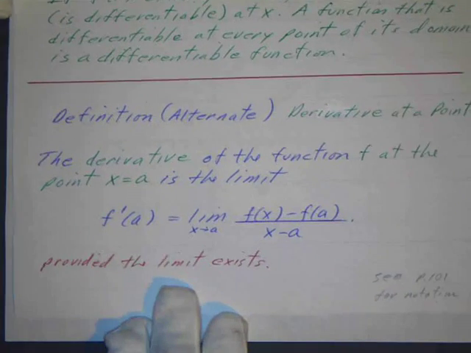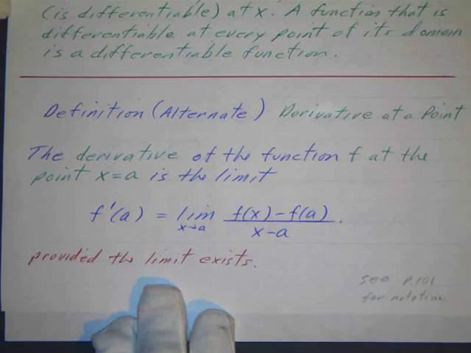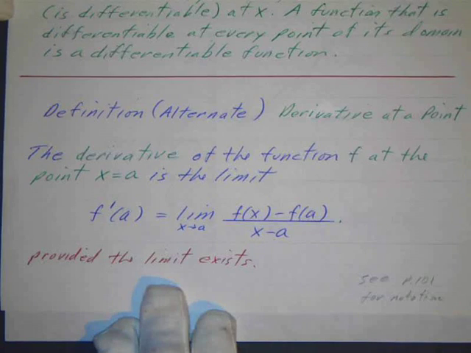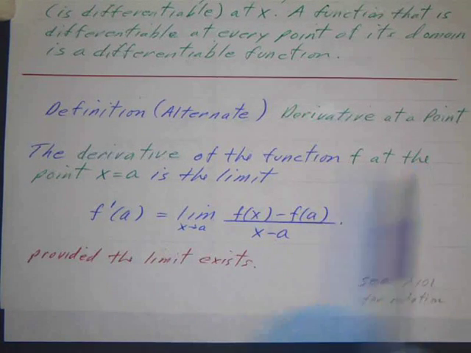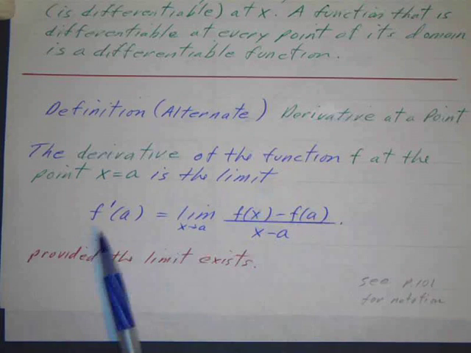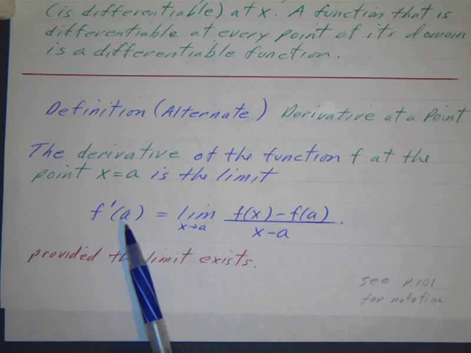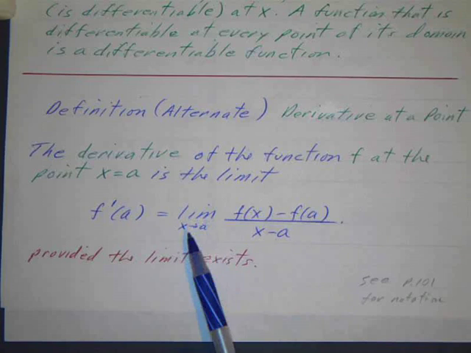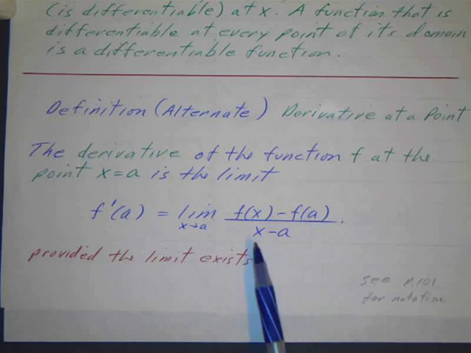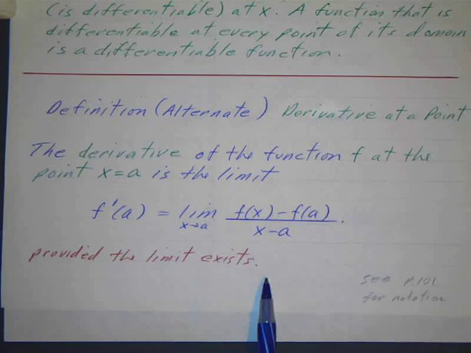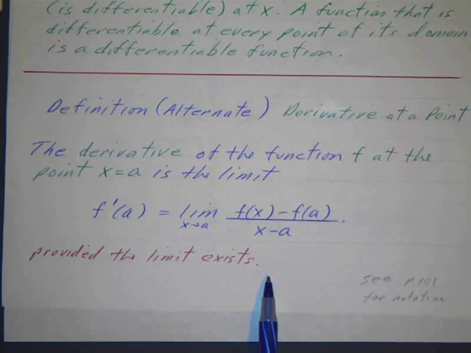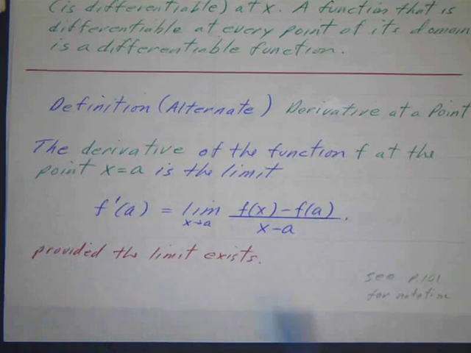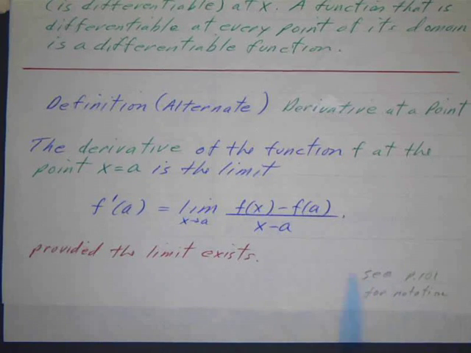And here we go. Definition, alternate. This is the derivative at a point. The derivative of the function f at the point x equals a is f prime of a, equals the limit as x approaches a of f of x minus f of a, all over x minus a, provided the limit exists. That's the important part, the limit must exist. Then we'll go over an example of this and how we can use this to actually derive a formula.